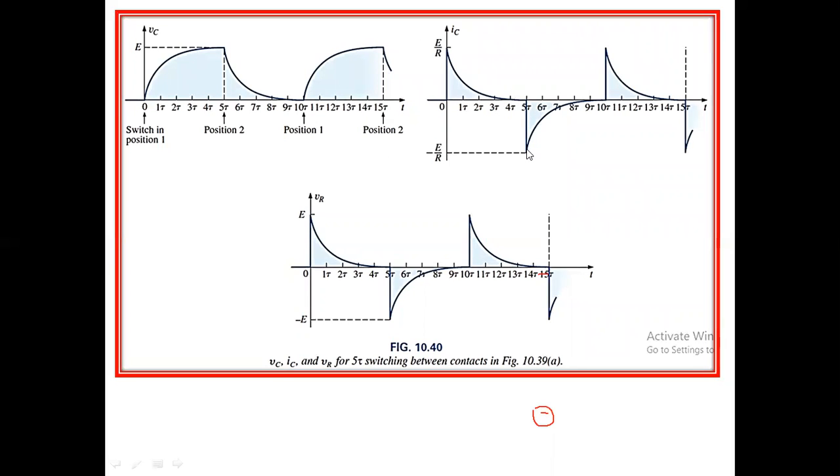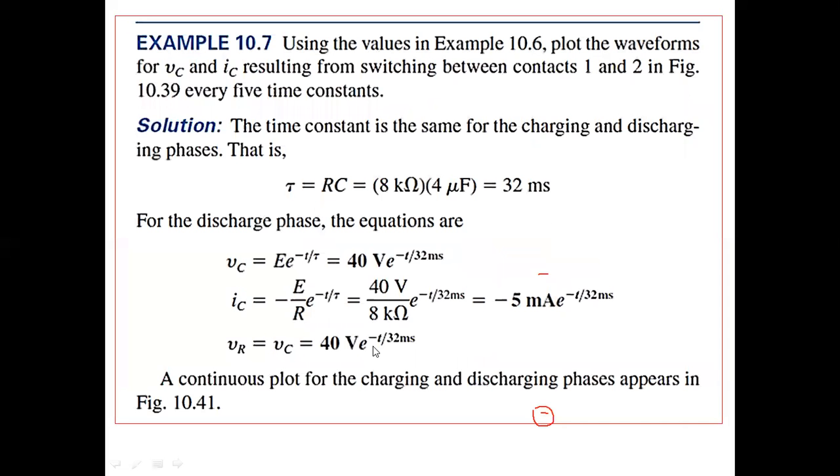So that is why it will start from here and also move to zero after a 5 tau constant. Okay, again this, in the charging phase it is exponentially decaying, and now exponentially rising in the reverse direction, minus E, because the polarity is reversed.